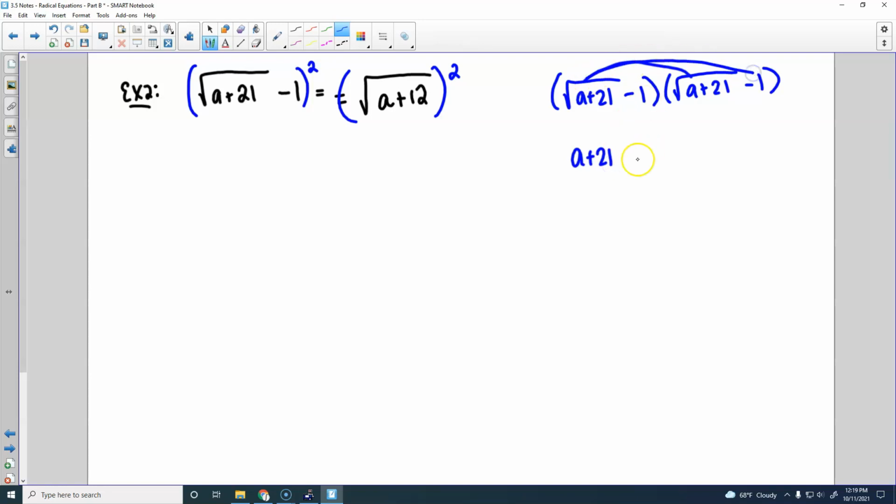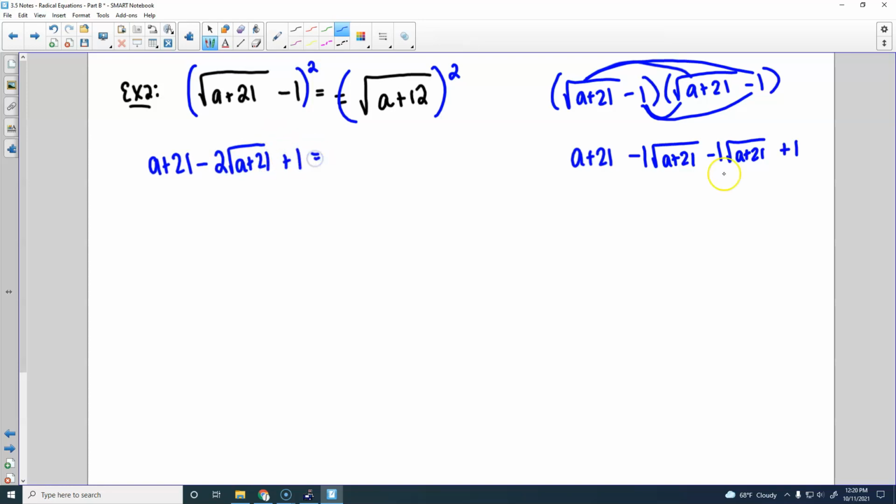And then you'll get minus 1 times the square root of a plus 21. On the inside, you'll get another minus 1 times the square root of a plus 21. And then negative 1 times negative 1 is positive 1. Or we could have just squared, double squared right away. We'll get a plus 21 minus 2 square root of a plus 21 plus 1, which is the same thing we get if we just combine those 2 middle terms there. On the right-hand side, the square roots will just go away.